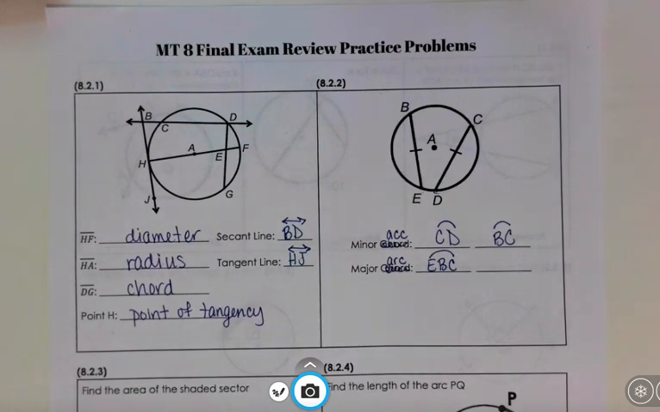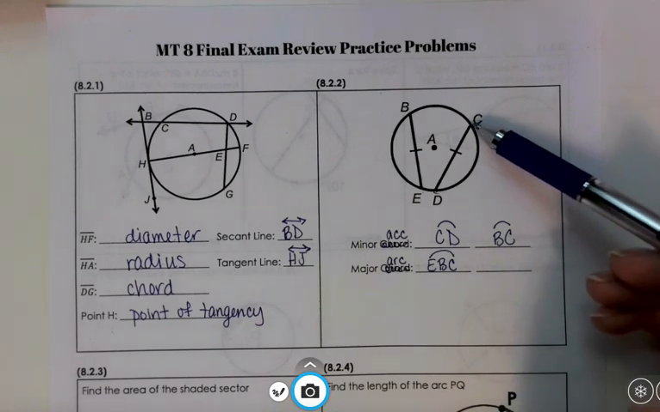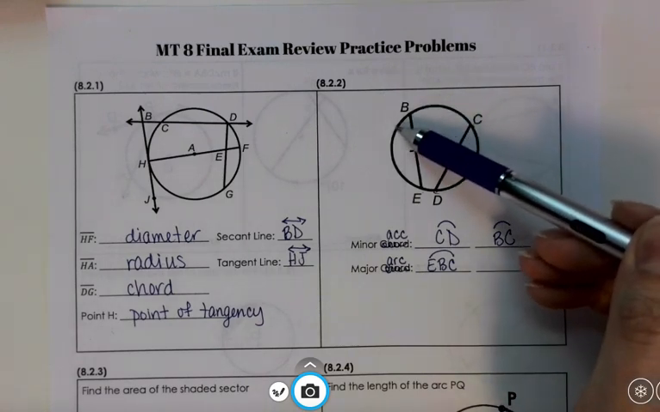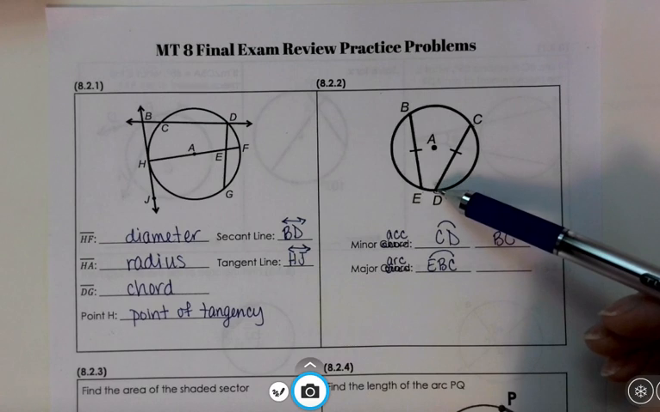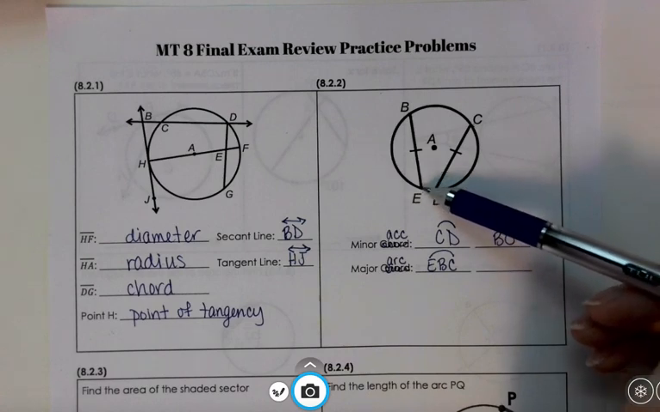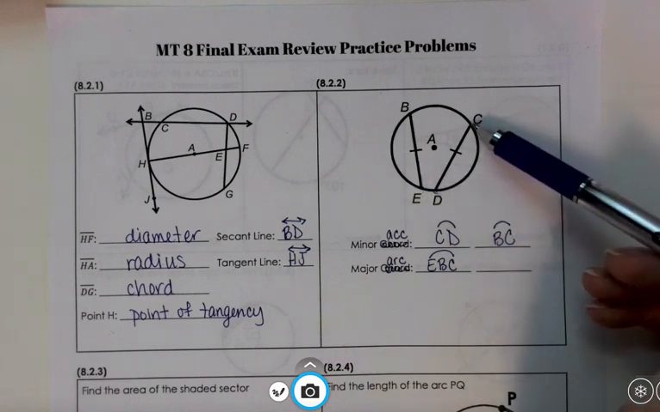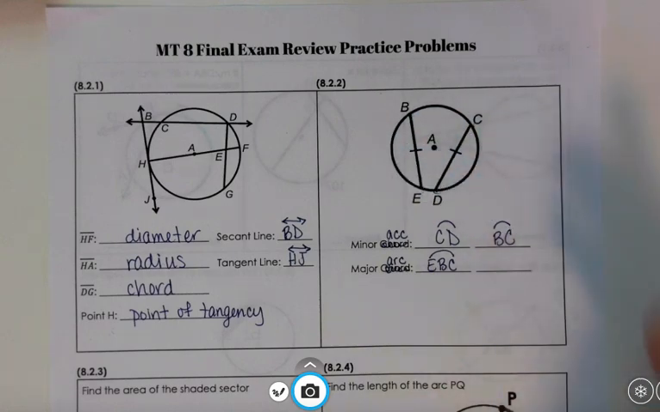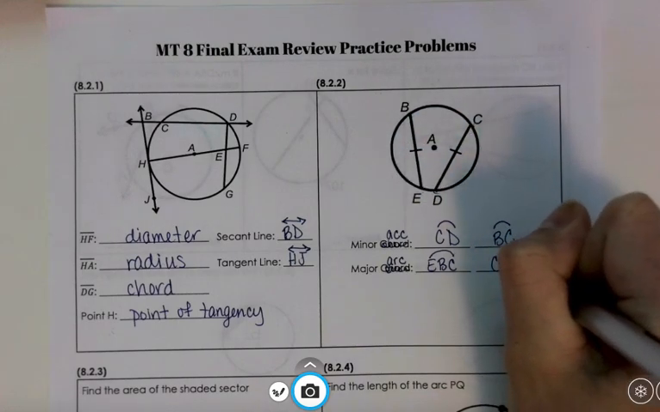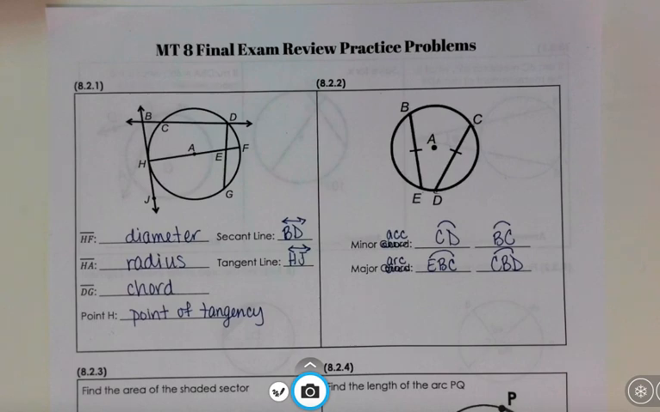And then I am also going to start at C, and I'm going to go through B, but this time I'm going to skip E and end at D, because I want to show that you don't have to use every letter. So C, B, D would also work. Again, I need the notation above it.